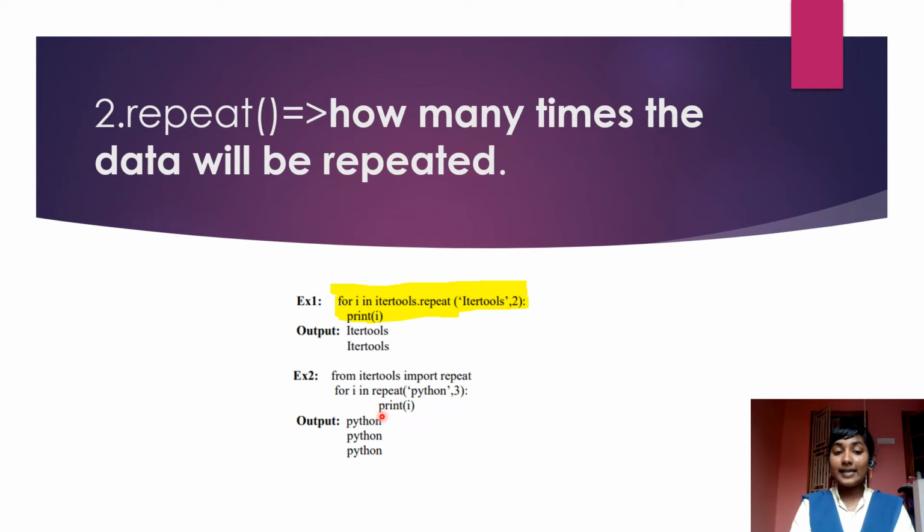And now the second example is from itertools import repeat. It will import repeat from itertools. And for i in repeat of Python, we want to print it 3 times. Print i, then Python gets repeated 3 times. It will get printed 3 times.